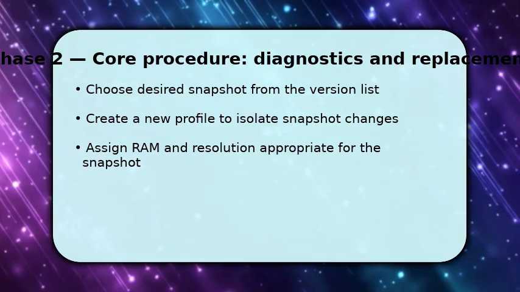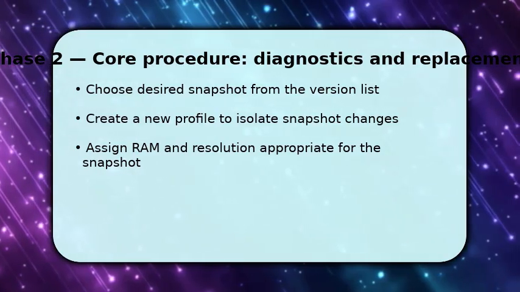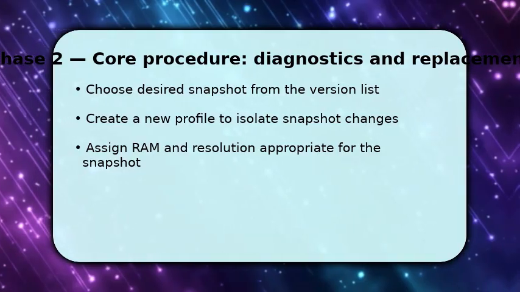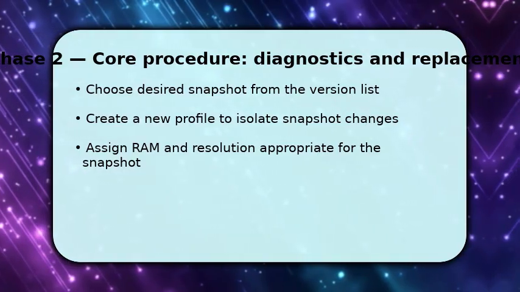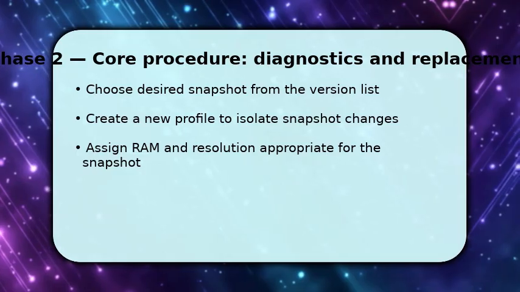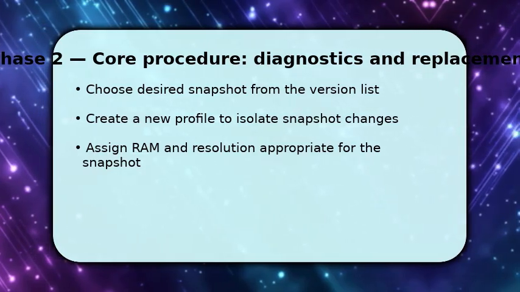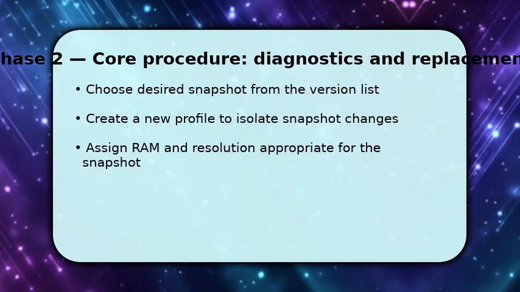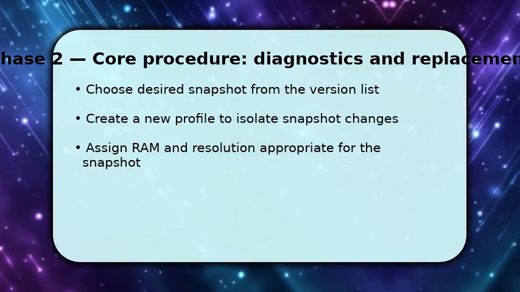Click New Profile, name it clearly, pick the chosen snapshot in version, and assign RAM, 1 to 2 GB for vanilla snapshots, more for mods. Once configured, save the profile. You're doing this to avoid conflicts and to preserve performance. Isolated profiles make rollback simple.